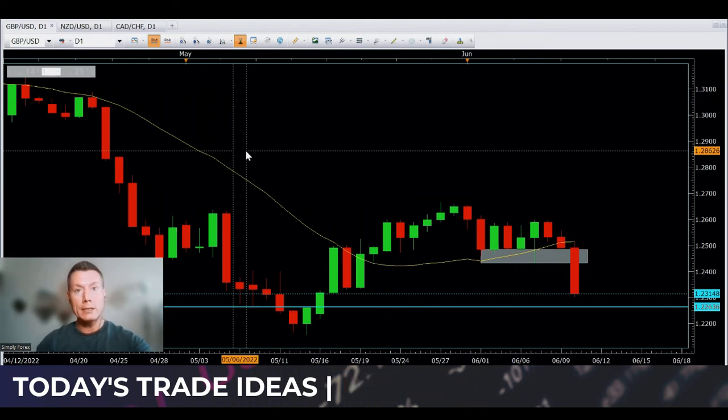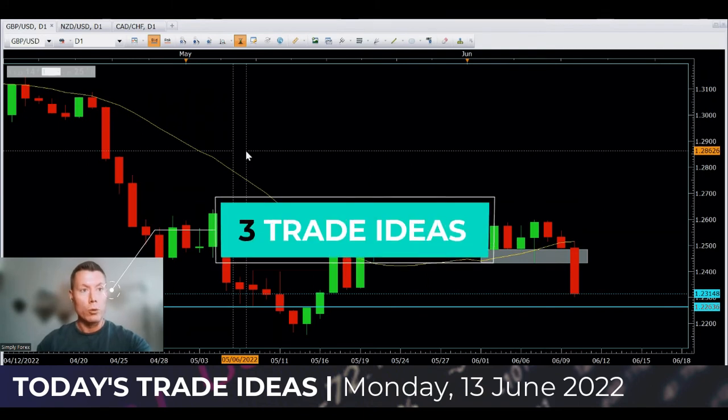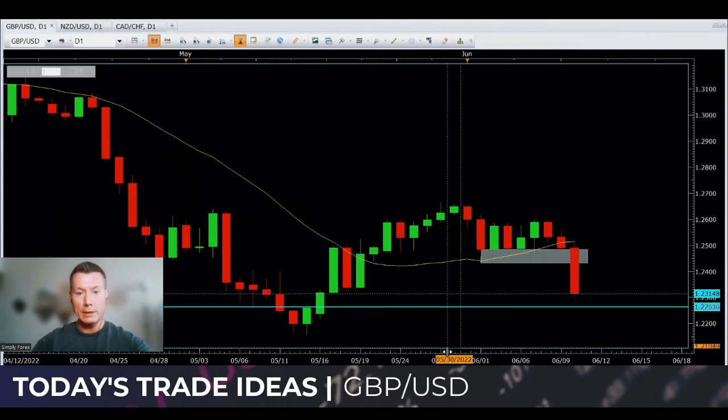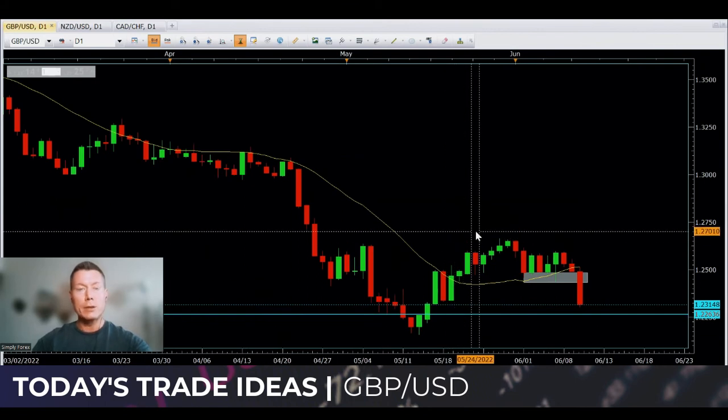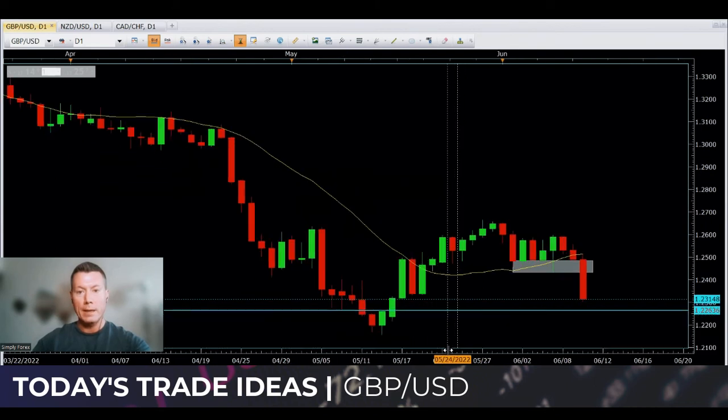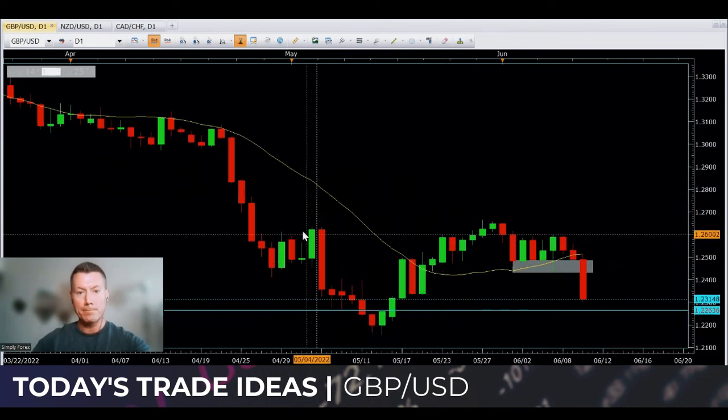Okay, so potential trades for today, Monday the 13th of June. We've got 3 potential trades today. The first one is this, guys. It is the pound against the US dollar. To be honest, there were a lot of US dollar pairs I was looking at, but I've just focused on the ones that give us the best setups and weren't hitting into any support or resistance. So the first one is the pound against the US dollar, and we are looking to short this market.